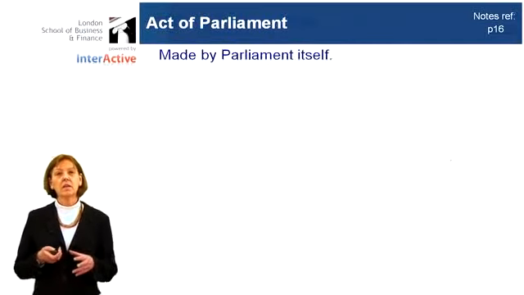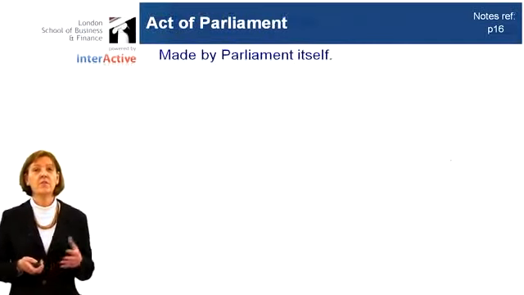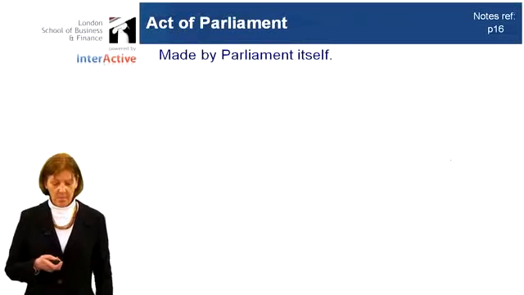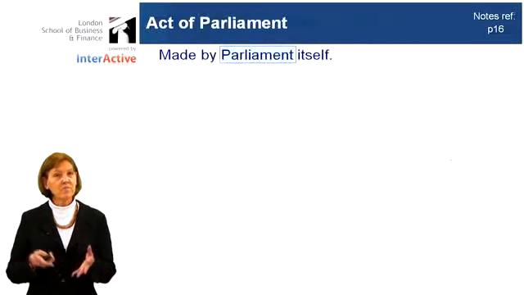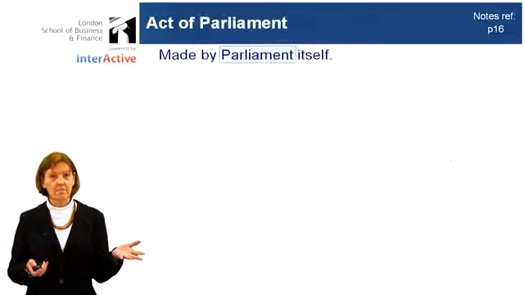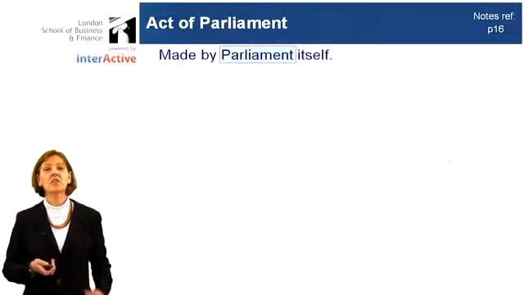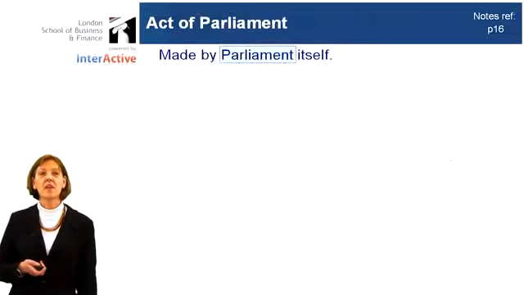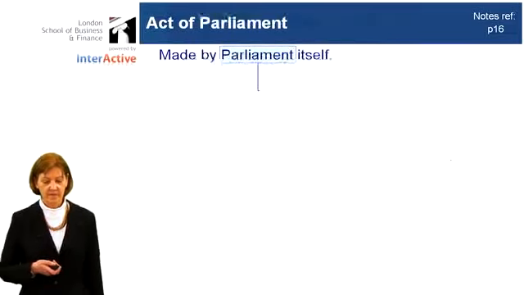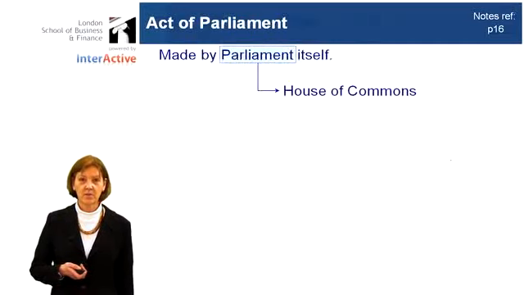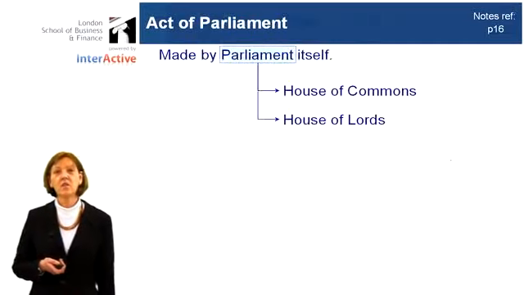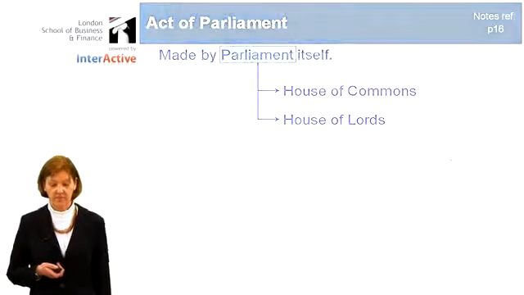Now, a little bit of general knowledge here. Parliament. What do we mean by Parliament? And I'm just filling in background general knowledge so we're all up at the same level. Well, Parliament actually consists of 3 institutions. There's the House of Commons, there's the House of Lords, and there's also the Queen in Parliament.